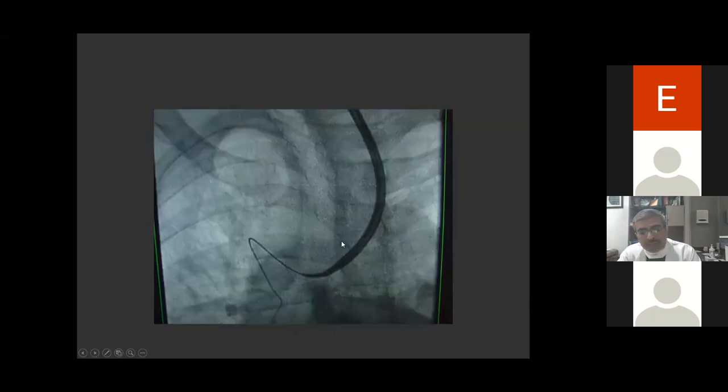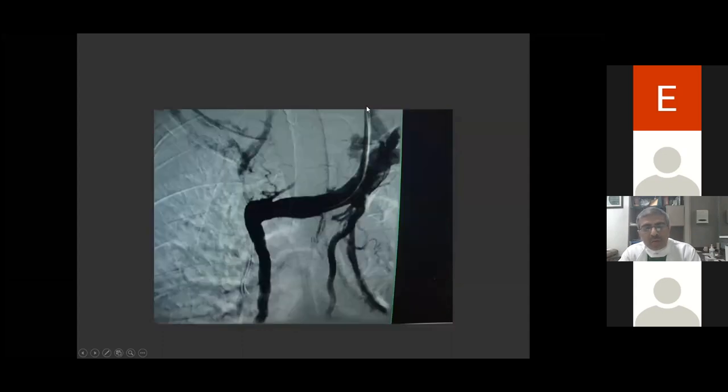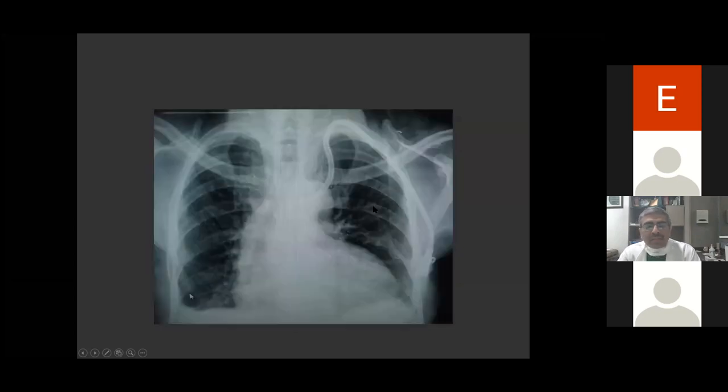But for us, we thought that since it's a huge collateral, why not try to do the tunnel dialysis catheter into this vein itself? And we could finally access the collateral. This is the catheter going inside the collateral. And this is what the final picture was.